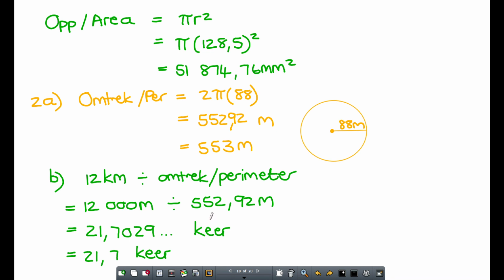If you use the rounded off one, how much do you get here? Right. So if you did use the rounded off one, at the end you would get the same. But I used the original, and that gave me 21,7029 times. They specifically said give your answer to one decimal place, so I'm going to look at the second decimal, which was 0. So the first decimal is going to stay the same. So she's going to run around that track 21,7 times.